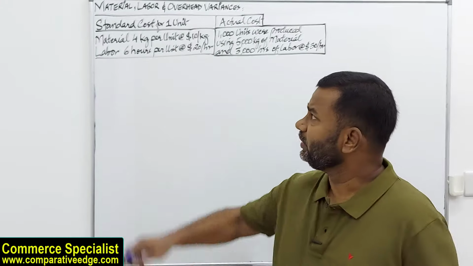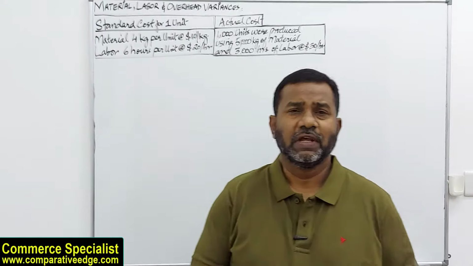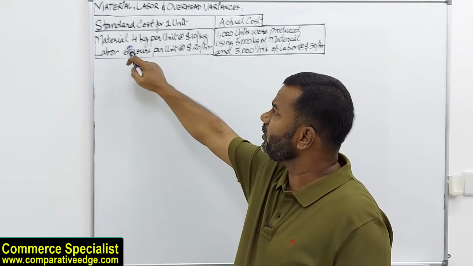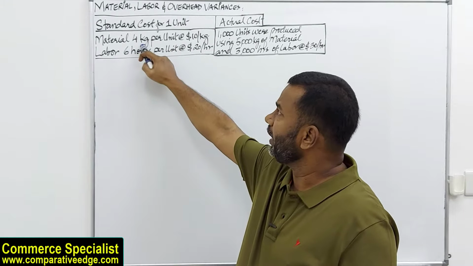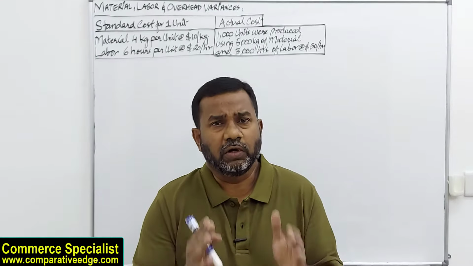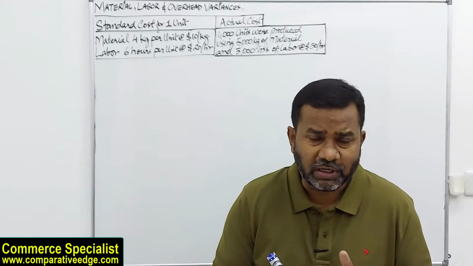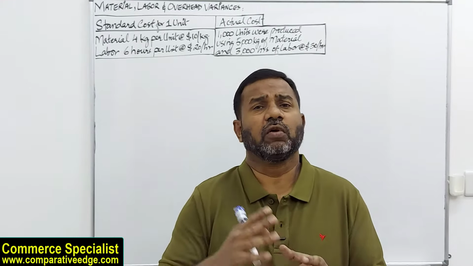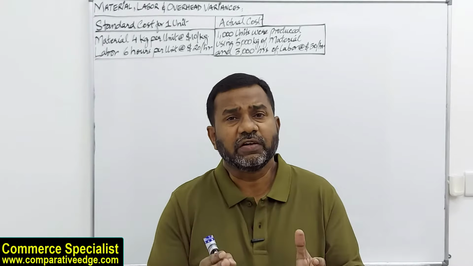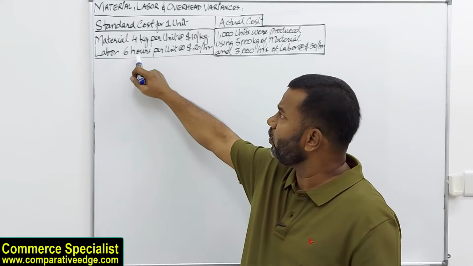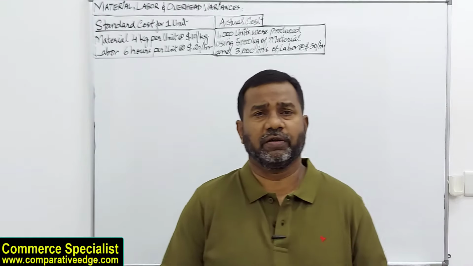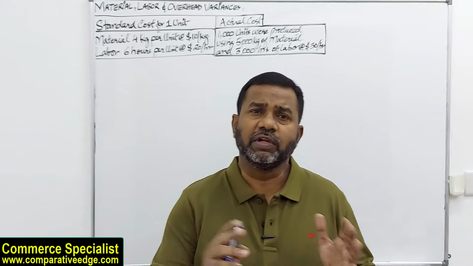Now, if you look at the question, the standard cost is given for one unit. Standard is always for one unit. So in order to make one unit, how much material is required? 4 kilograms. And the standard price of material is $10. Means in order to make one unit, we require 4 kilograms of material, and it is expected that the material will cost us $10 per kilogram. Likewise, the standard for labor is also given. 6 hours for one unit, and we need to pay labor at $20 per hour. So the standards are given for material and labor.